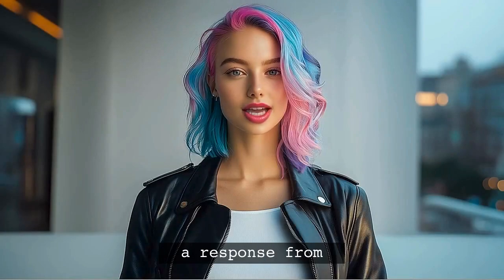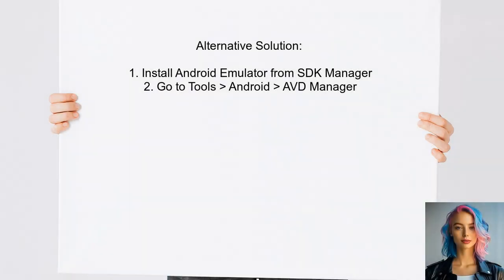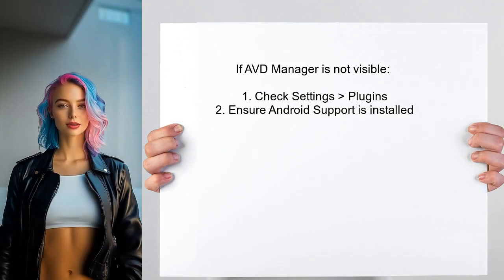Now, let's see a response from a different user. An alternative solution from another user suggests first ensuring that you have installed the Android emulator from the SDK Manager. After that, navigate to the Tools menu and select Android, then AVD Manager. If the AVD Manager is still not visible, check your settings. Go to Settings, then Plugins, and ensure that Android support is installed.